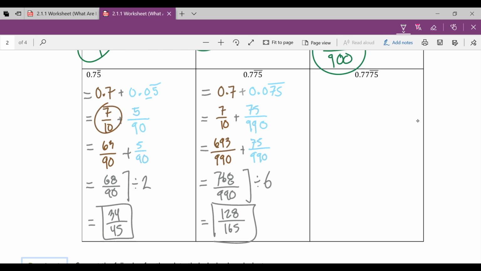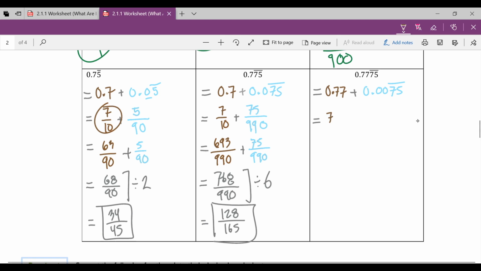All right, we have one last one, and it looks to be a little bit more complicated, but we're going to do it the exact same way. First thing we're going to do is break this number apart into two parts, 0.77 and 0.0075 repeat, okay? Now we can attack each side and make fractions out of them individually.